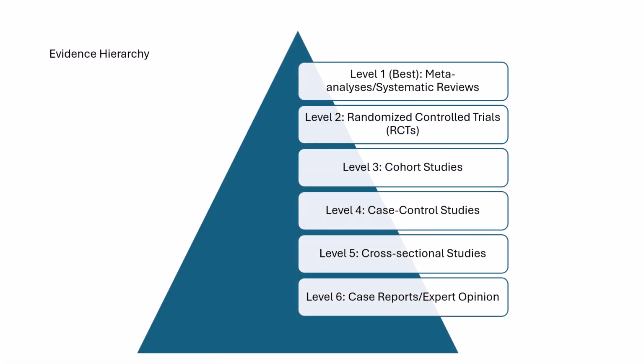Here's something you absolutely need to memorize: the evidence hierarchy. Think of it as a pyramid with the strongest evidence at the top. At the very peak are meta-analyses and systematic reviews. These combine results from multiple studies. Next come randomized controlled trials, or RCTs. Then we move down to cohort studies, case control studies, and cross-sectional studies. At the bottom, with the weakest evidence, are case reports and expert opinions. When you're looking at a research question, always consider what level of evidence you're working with.